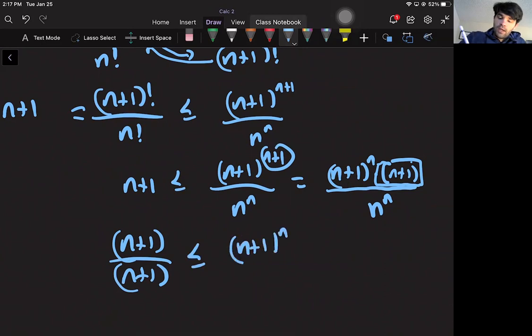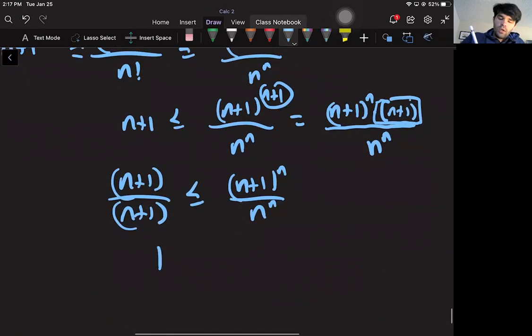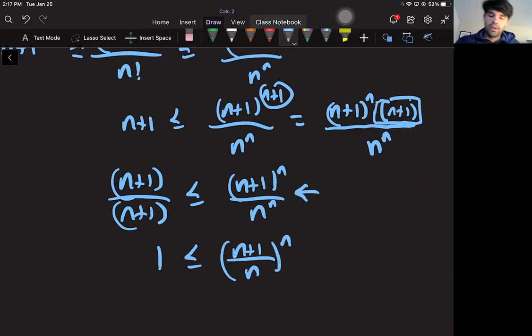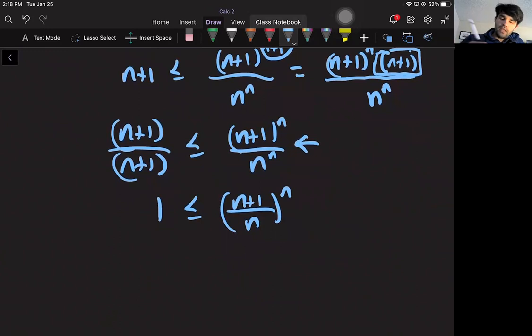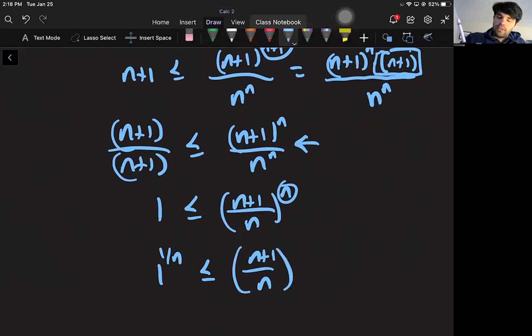And then on the right, I have this. So I have 1 is less than or equal to ((n plus 1) over n) to the n power, because they're being divided by each other, so I can take out the n power through that division. And then I can get rid of this power by doing the 1/nth power on both sides.